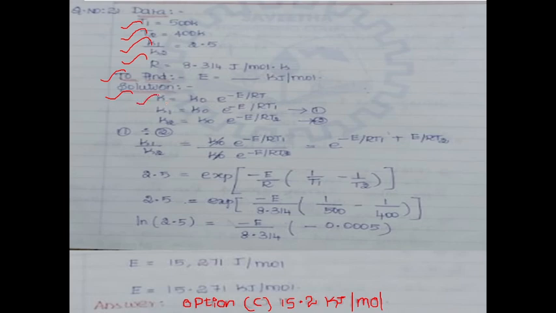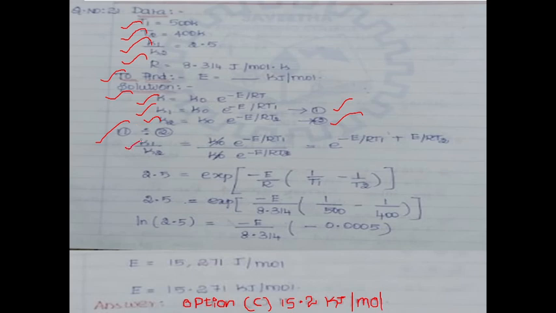The Arrhenius equation: K is equal to K0 into e power minus E by RT. For the first one, K1 is equal to K0 into e power minus E by RT1. This is equation number 1. For the second, K2 is equal to K0 into e power minus E by RT2. This is the second equation. So divide equation 1 by 2.